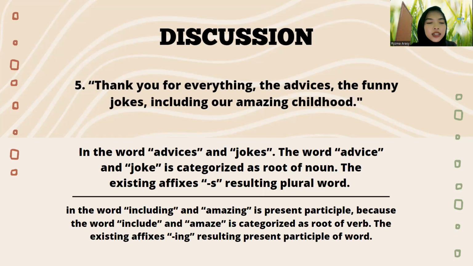The last sentence is "Thank you for everything, the advice, the funny jokes, including our amazing trip." In the words advice and jokes, the word advice and joke is categorized as root of noun. The existence of affix s results in a plural word. And then the words including and amazing are present participle because the words include and amaze are categorized as root of verb. The existence of affix ing results in present participle word.